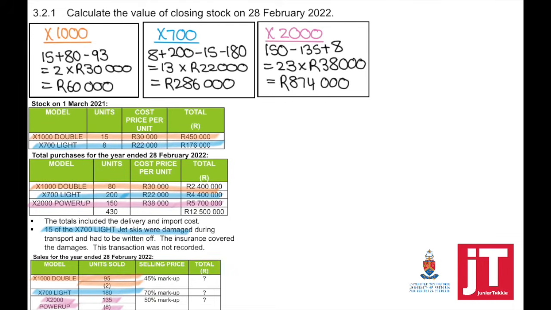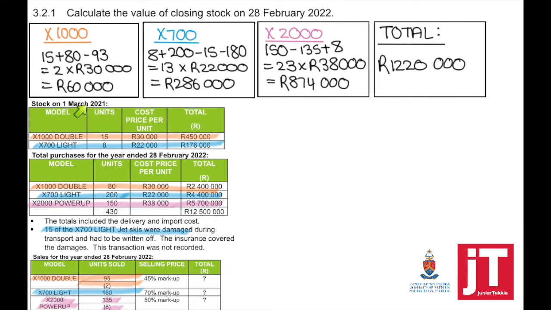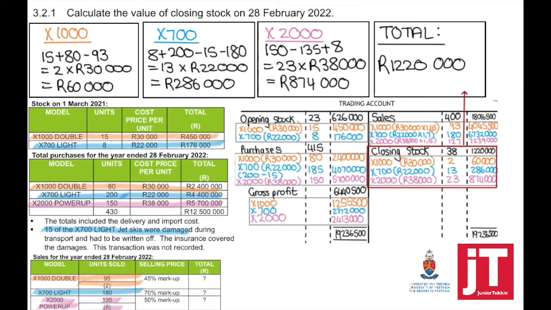With the cost. If we look at what is the total value of our closing stock, we're going to add the 60,000 plus 286,000 plus 874,000. When we compare this to the trading account, you would get exactly the same answer.